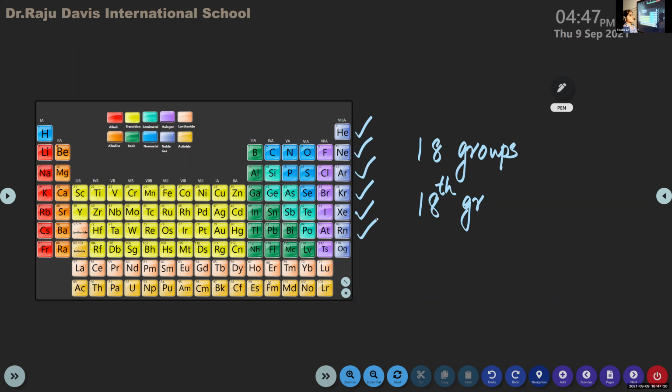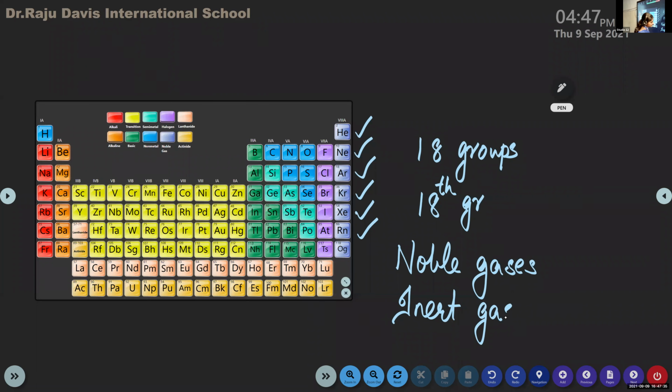These elements are known as noble gases. There is one more name for this group: inert gases. Noble gases or inert gases. These are all examples of atoms. They can exist independently or in a free state because they are already stable. They do not take part in any chemical reaction.